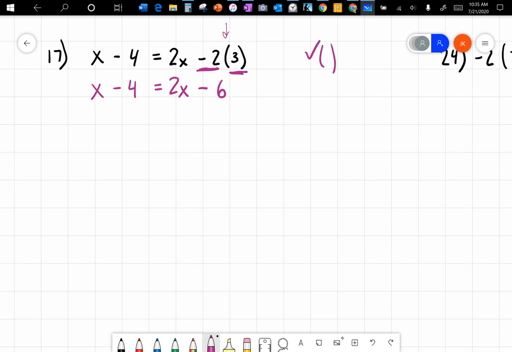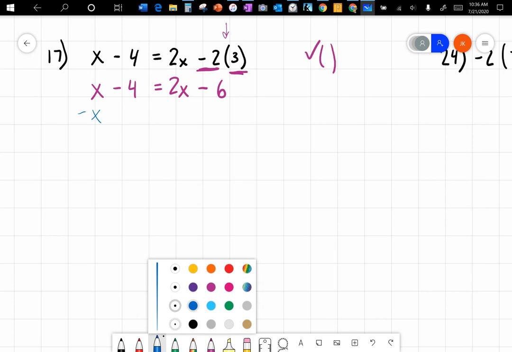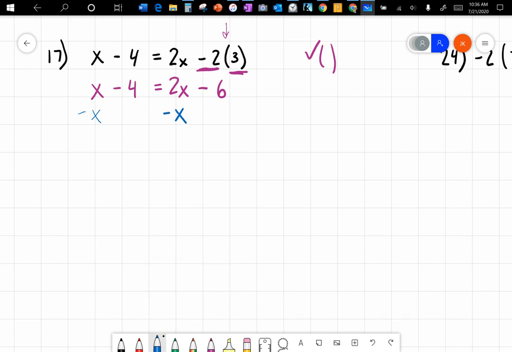Now I want to get my variables on one side of the equal sign and my numbers on the other side. For this one, I noticed that this x is less than this 2x, and I like dealing with positive variables more, so I'm going to subtract that x. Let's make this pen a little bigger. Minus x from both sides of the equal sign. That's going to leave me with -4 equals 2x minus, treat this as a 1x, right, is going to give me just x here. So just 1x minus 6.